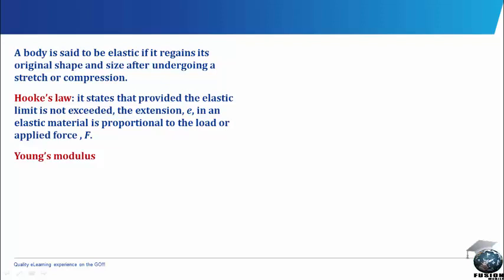Mathematically, Hooke's law can be given as force is directly proportional to extension. And as we know that proportionality is a dummy sign, we have to bring in an equality sign, so we introduce a constant. So we'll say that force is equal to Ke, where K is a constant of proportionality known as stiffness or elastic constant.